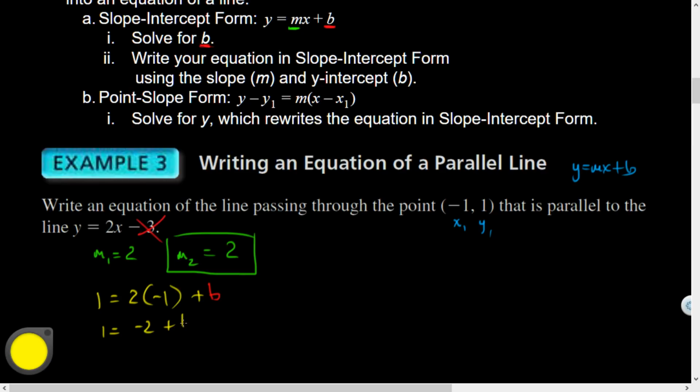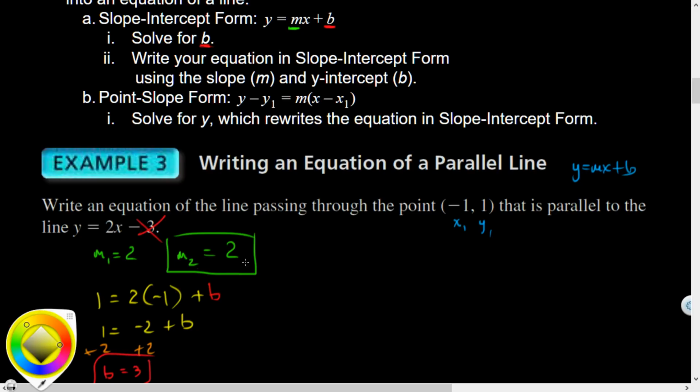Oh, you found it? Let's see, then you probably added 2 to both sides. Addition property of equality. You get b equals 3. Guys, we've solved this mystery. We've got the slope and the line. The DNA test came back.